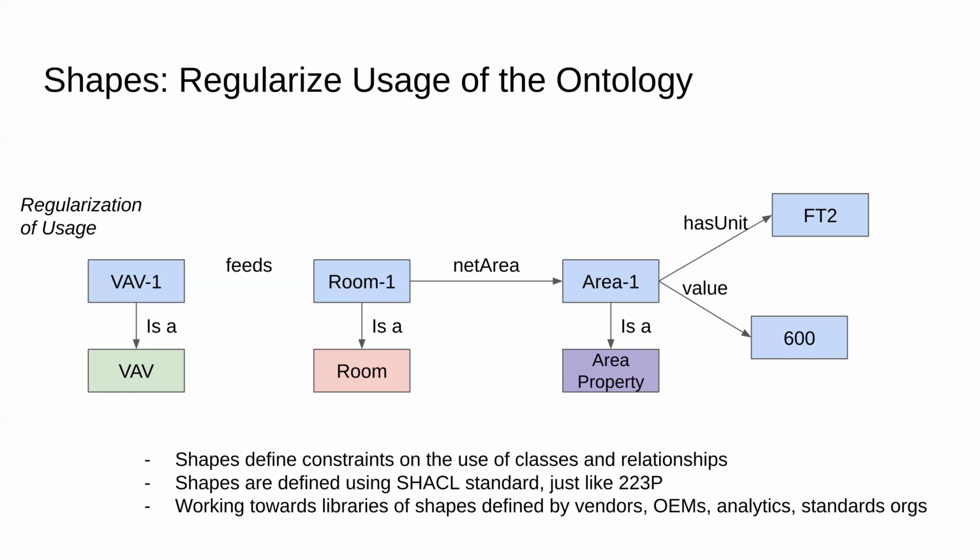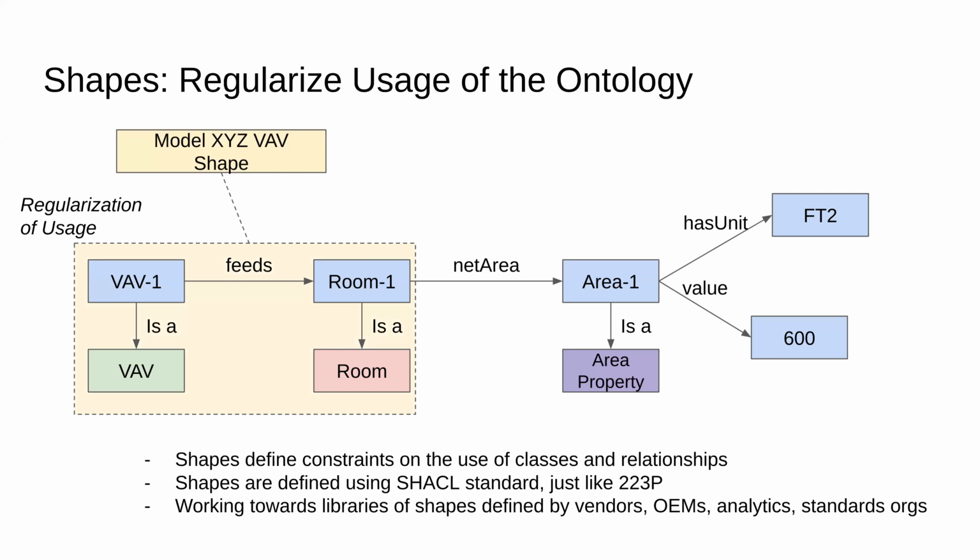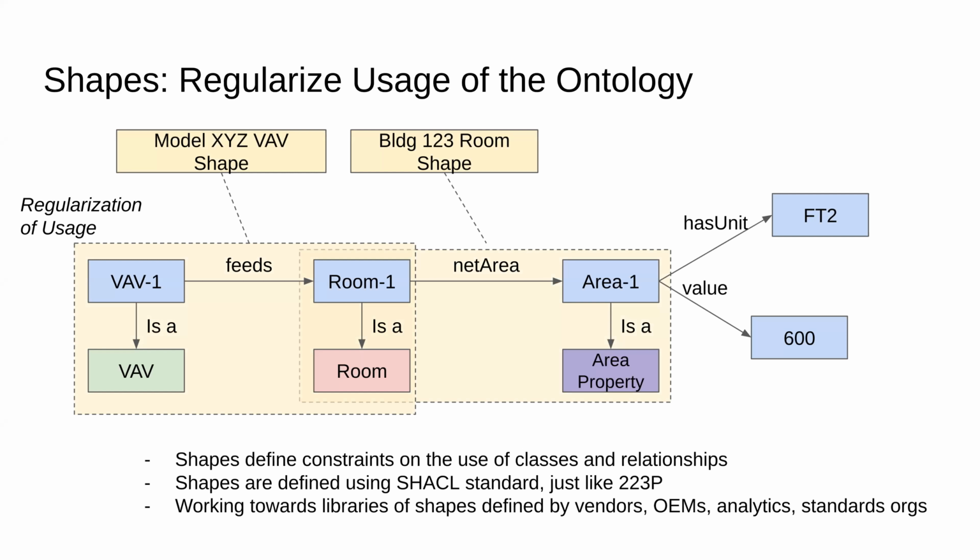And so for this Brick model here, a VAV feeding a room, and the room has an area property with units and a value. We might define a manufacturer-specific shape that says, well, if it's a model XYZ VAV, it should have these points and it should be connected directly to a room. We might define shapes that are specific to a particular site that says, in this particular site, we actually know the exact square footage of each of the rooms.